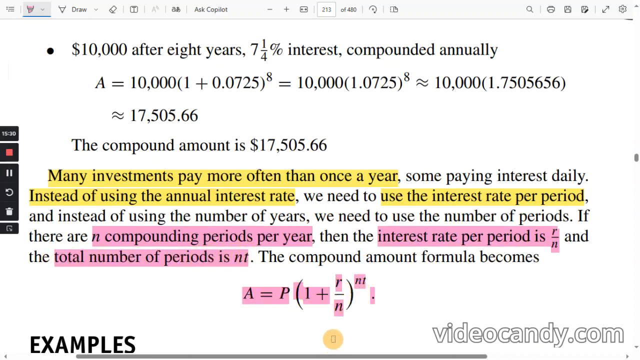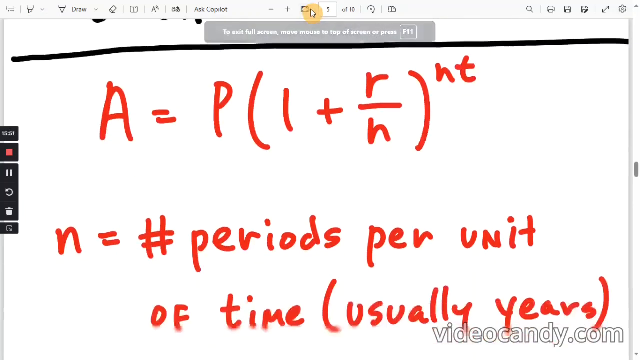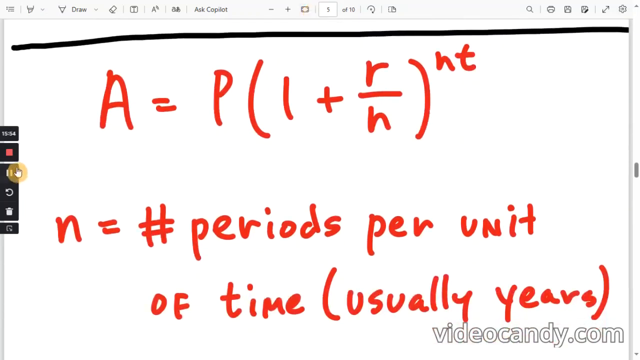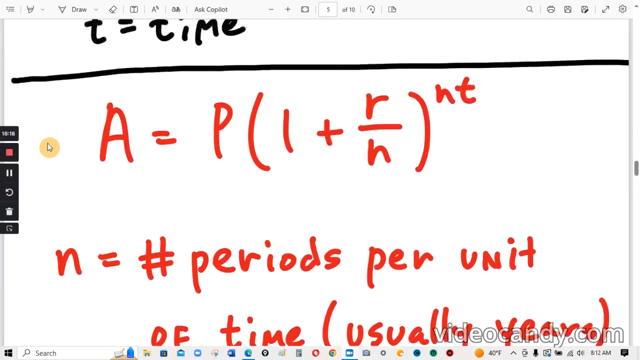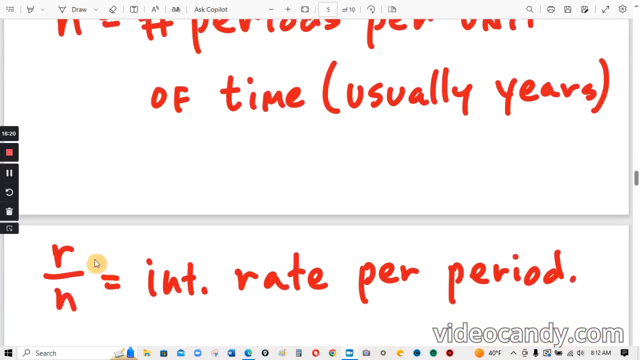Let me write this in the notes. So the new formula is A equals P times (1 plus R over N) to the power of NT. All right, all the other letters are the same, but N is the number of periods per unit of time. Usually that's in years, so N would be the number of periods per year, but it could be slightly different. And since R is the interest rate, R divided by N is going to be the interest rate per period.